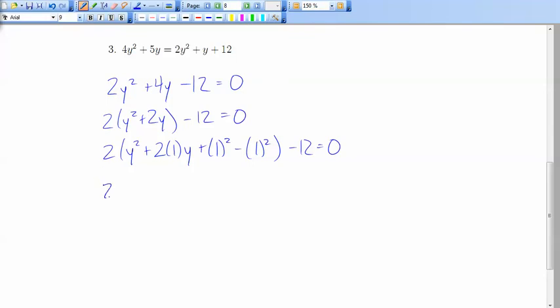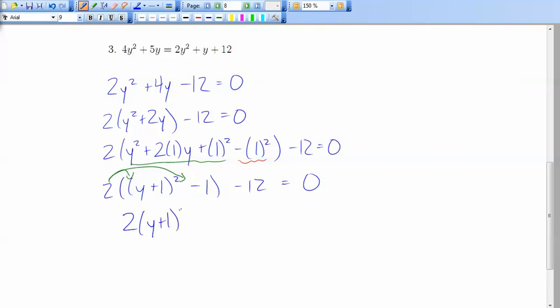And now we can collapse down our first three terms there into y plus 1 all squared. But of course we still have this little constant hanging around. It's a minus 1. And I'd like to combine it somehow with that negative 12 on the outside, so let's distribute the 2 into the two terms in brackets there. So we've got 2 times y plus 1 squared minus 14 is equal to 0. So we've completed the square. We've got only one instance of our variable y showing up now.